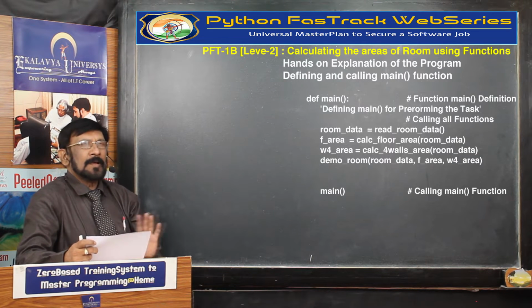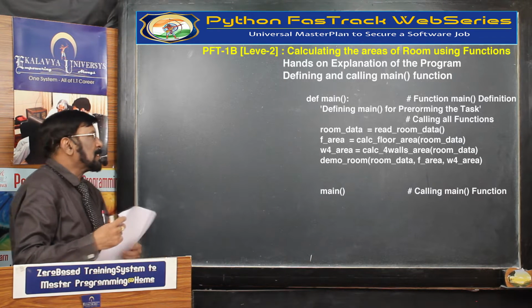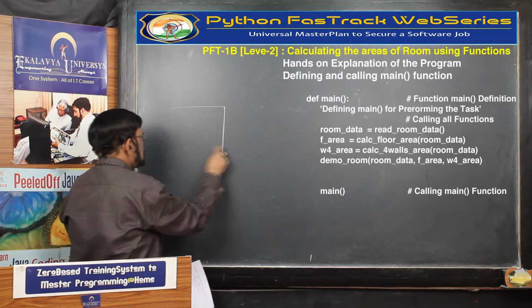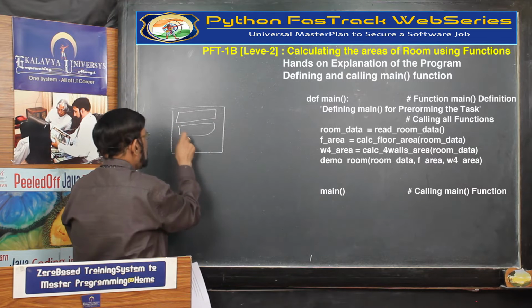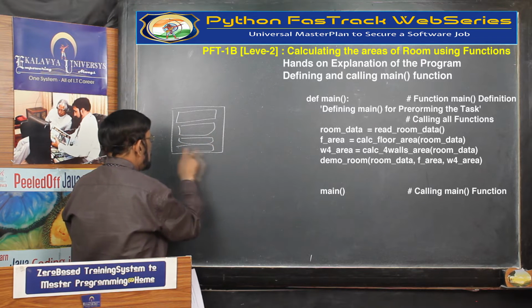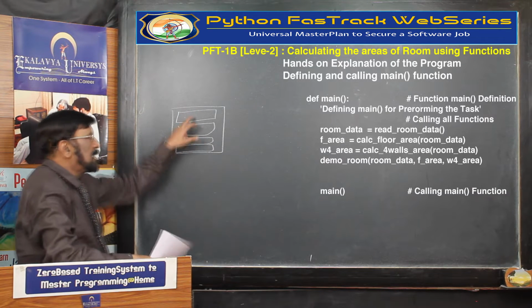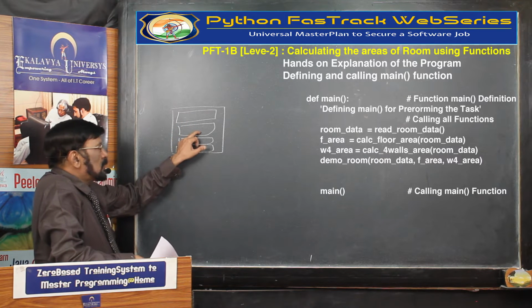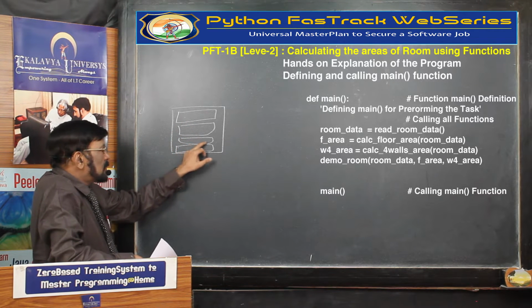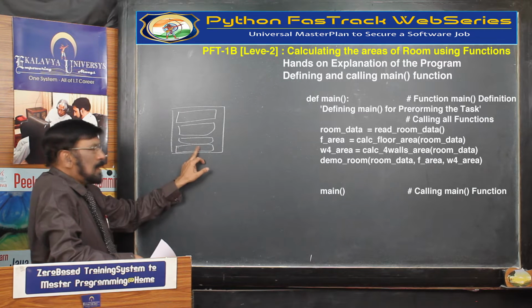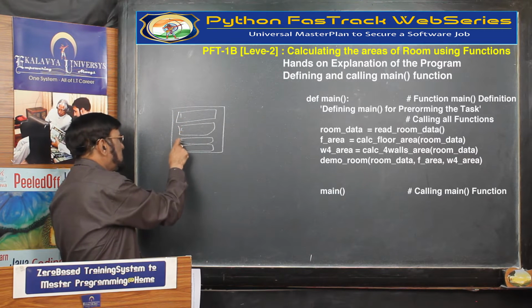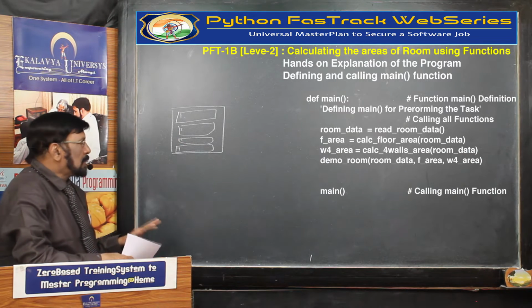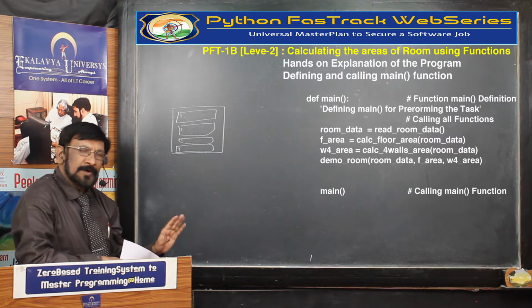Now, we have finished our program. Actually, this is our program. In this, four functions we have defined. What are the names? Read room data, calculate floor area, calculate four walls area, and demo room. Four functions we have defined. Now our program is over. Then what do we have to do? We have to write the main function.